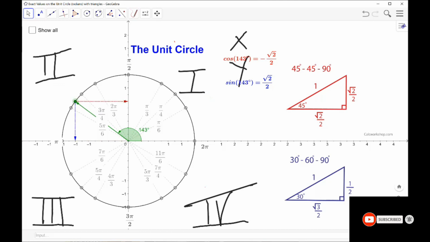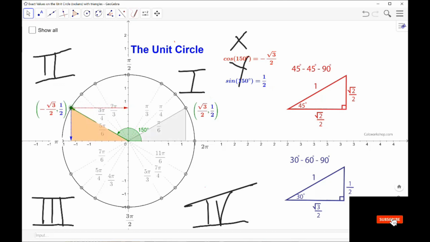Making our way to the 150-degree angle. Again, that matches with the 30-degree angle. So the only difference is the x is negative, the y is positive. So cosine of 150 would be negative root 3 over 2, and sine of 150 would be positive 1/2.